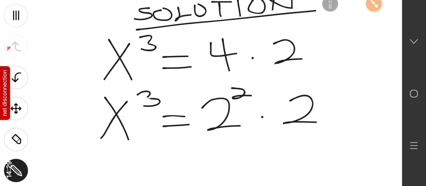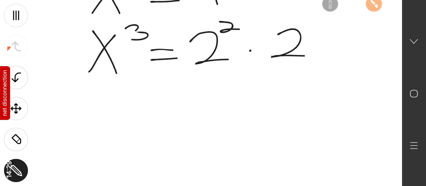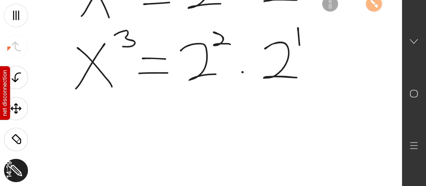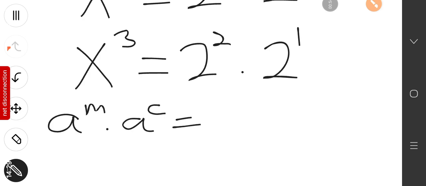So we are going to have x exponent 3 equals 2 exponent 2 times 2. Now, any number has an exponent or a power of 1, so 2 is the same as 2 exponent 1. Now that we have 2 exponent 2 multiplying 2 exponent 1, let's apply the addition law of indices. If you have a exponent m multiplying a exponent c, this will produce a exponent m plus c.